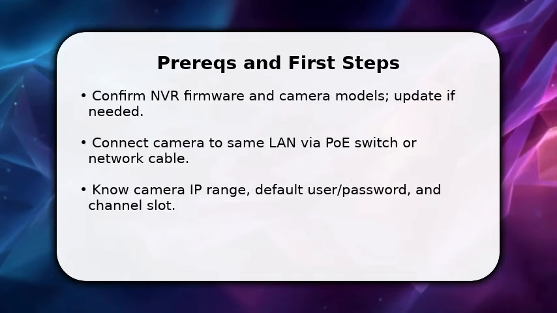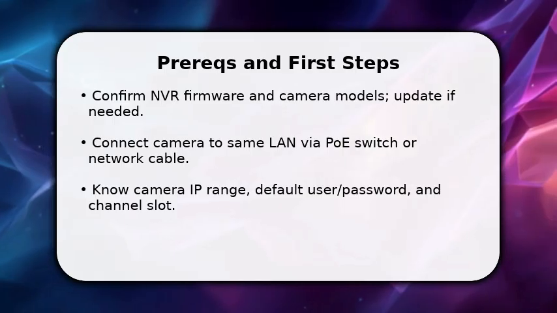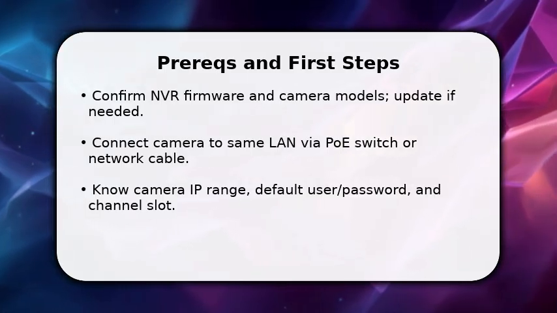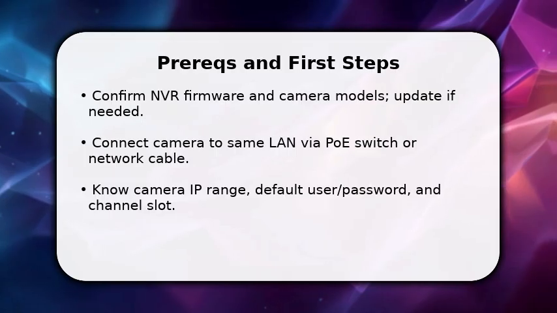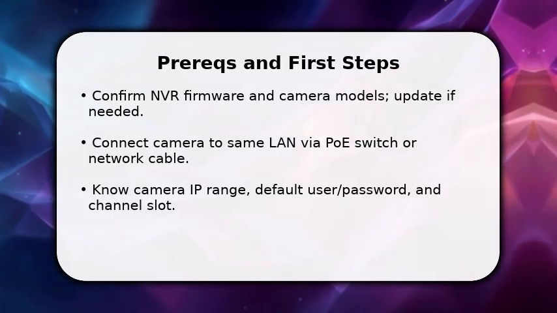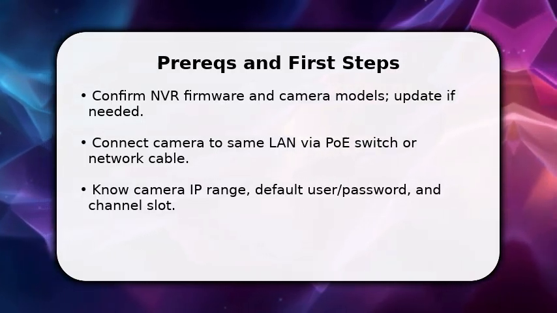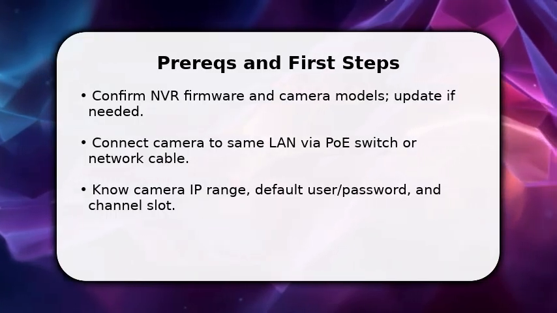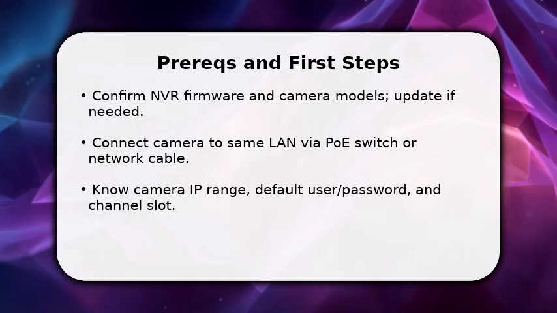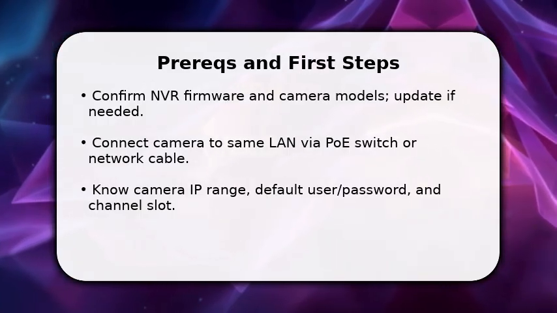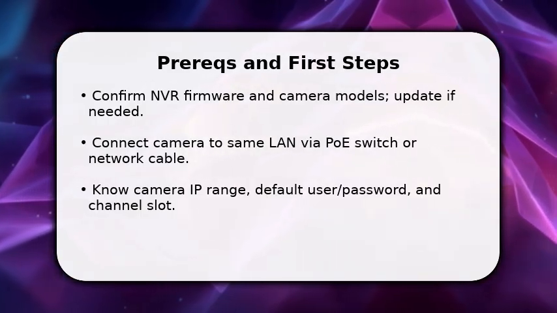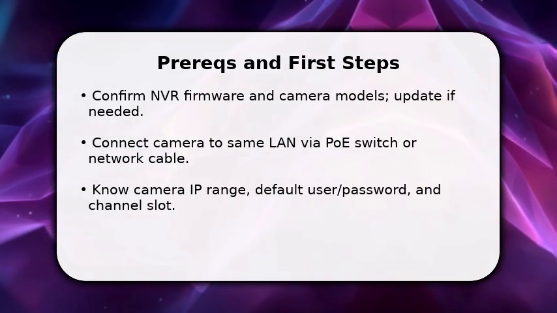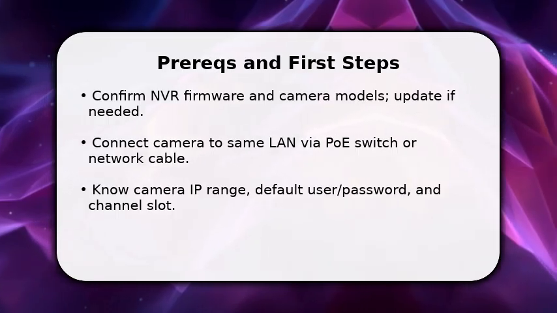You begin by confirming prerequisites. Verify the NVR firmware matches camera compatibility and update it if required. Once done, physically connect the camera to the same local network. Use a PoE port when available to power and network in one cable. Make sure you know the camera's default IP, admin username, and password so you can log in. This speeds discovery and avoids address conflicts.